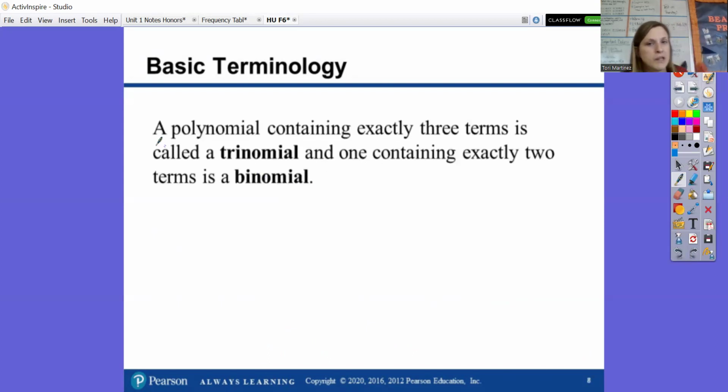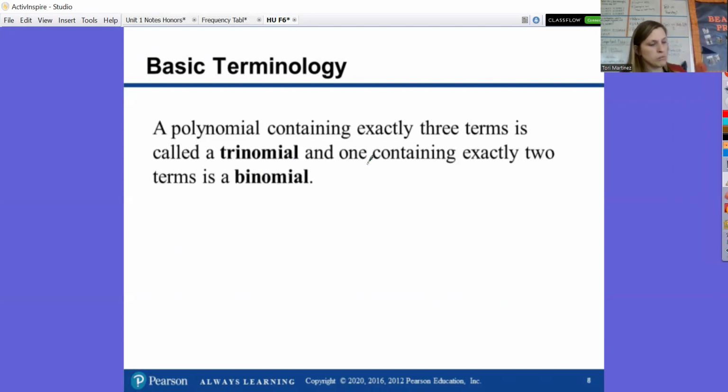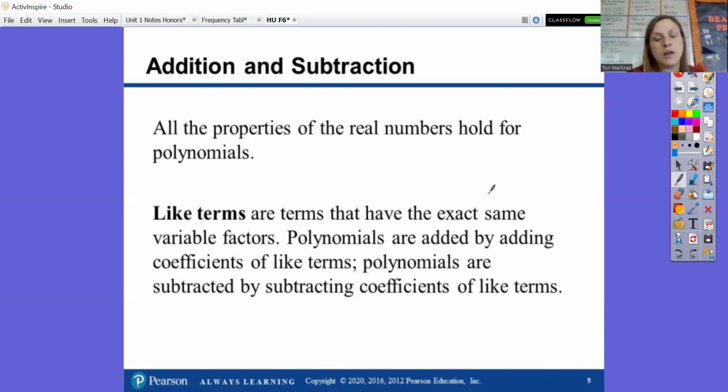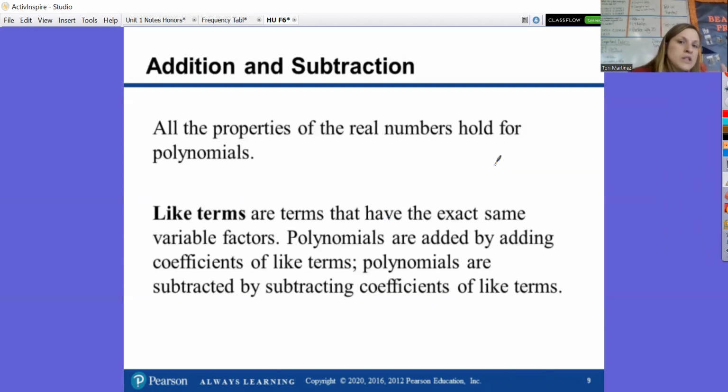A trinomial is a polynomial with 3 terms. A binomial is a polynomial with 2 terms. We'll just use that language throughout. So if it says factor the trinomial, we know that it would have 3 terms, and it will look that way. Whenever we add or subtract polynomials, we always combine like terms.